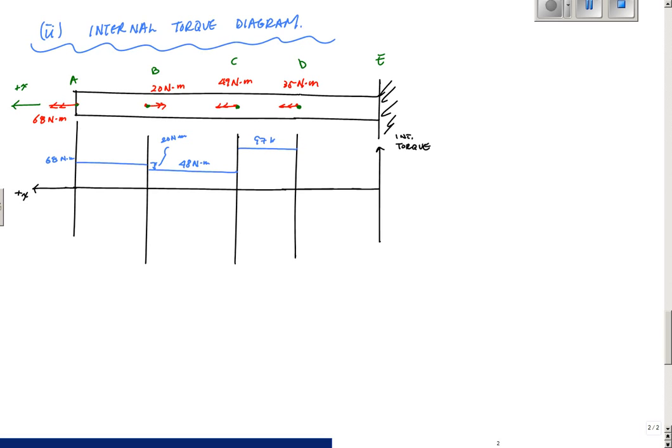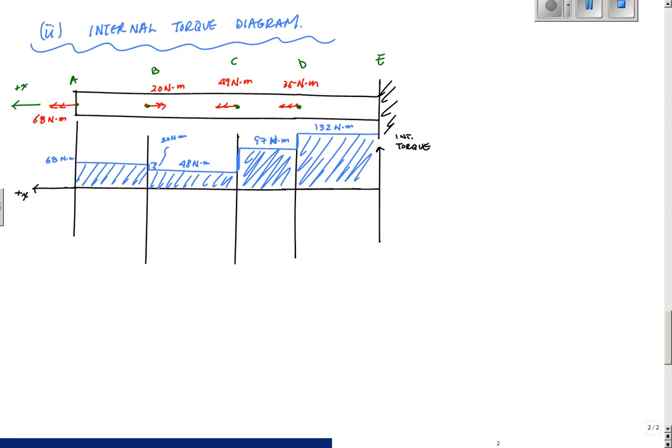97 Newton meters, sorry, not kilonewtons, Newton meters. And then here I jump up another 35 Newton meters to this 132 Newton meters. So I'll put that right here, and this would be 132 Newton meters. And again, notice that these differences are the same as the concentrated torques that are applied at those points here. And this would be my internal torque diagram here. Bam, just shade it in for effect.